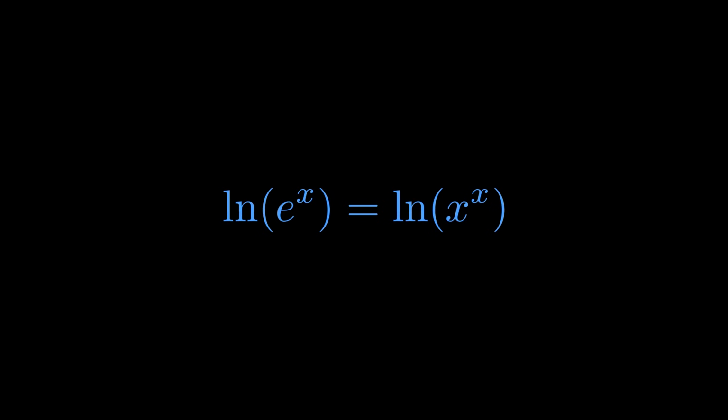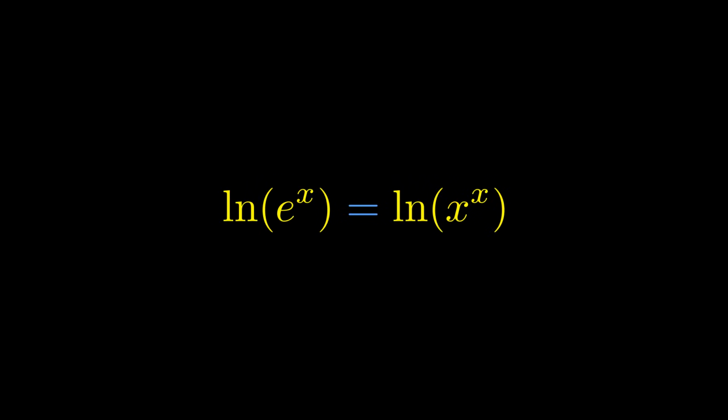All right, now let's actually solve this thing. The key insight is to use logarithms. They're really good at pulling down exponents and making them more manageable. If we take the natural log of both sides, that's totally fine since both sides are positive. So we get natural log of e to the x equals natural log of x to the x.